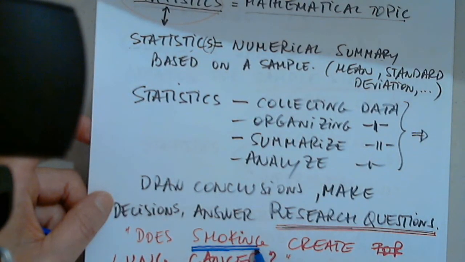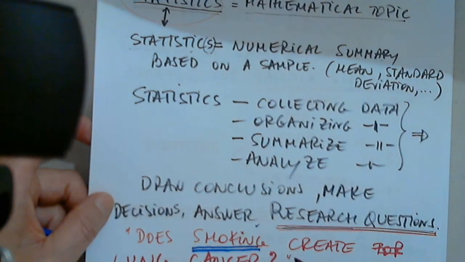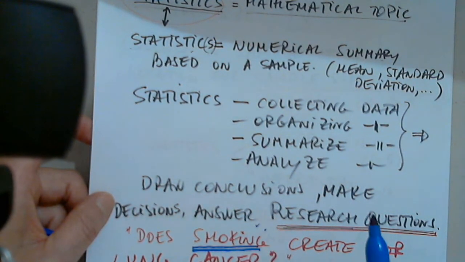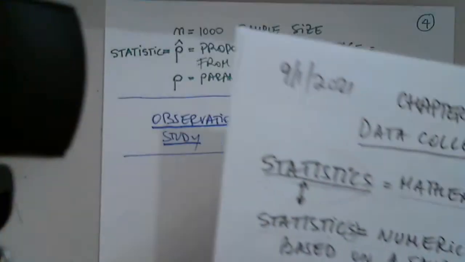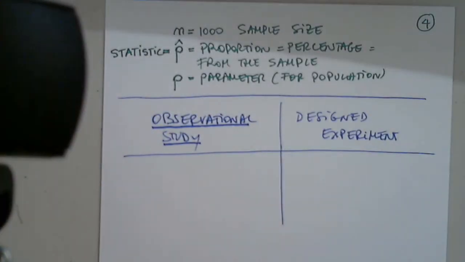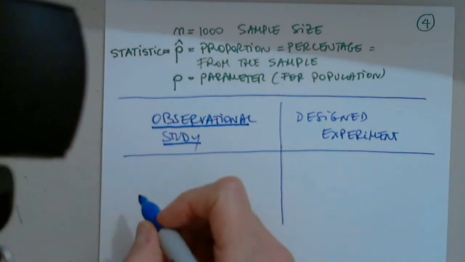At the end of the day, I give them a call. How many did you smoke today? Check. At the end of the next day, how many? So this is an observational study. I do not attempt to influence the value of any variable.